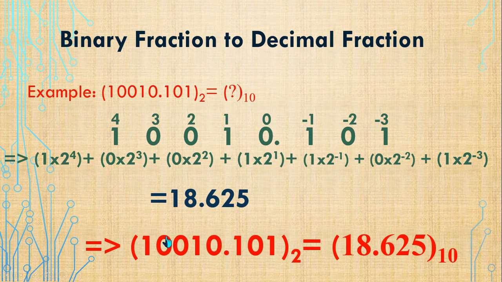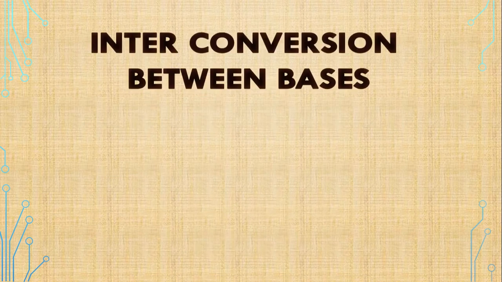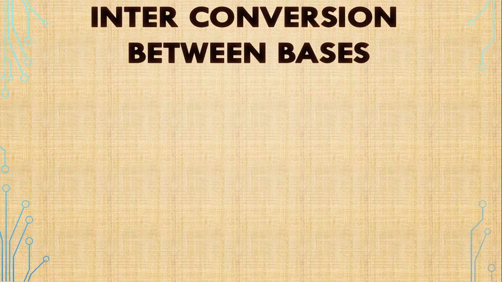Therefore, converting this value in base 2, it will give us 18.625 in base 10. Therefore, our golden rule number 4 is the same as our golden rule number 2. Go back and read golden rule number 2. Now, interconversion between bases. This part is very important.